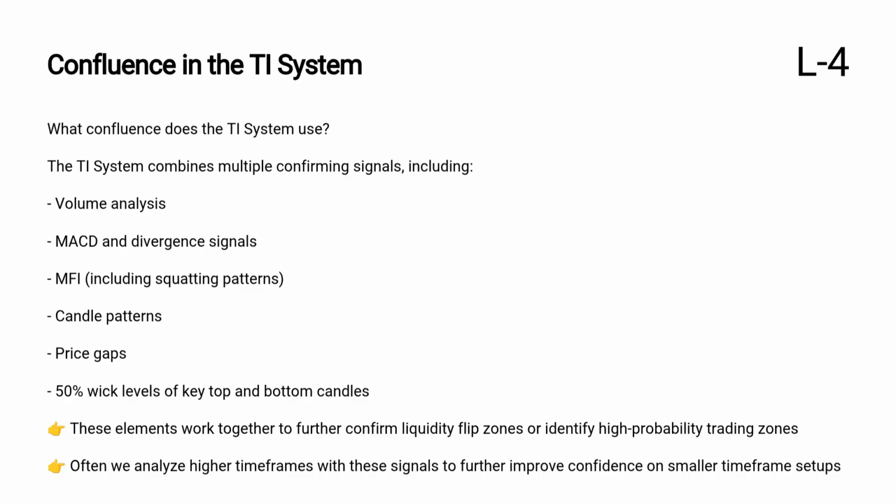To take it one step further, we don't just look at one chart. We analyze higher time frames, like the daily or 5-hour, to find the big picture confluence. If the daily chart shows a major liquidity flip and the 5-hour chart shows a MACD divergence in that same spot, our confidence skyrockets. We use the big picture to set the direction and the smaller time frame to find the perfect entry. This top-down approach ensures you are never swimming against the tide of the broader market.